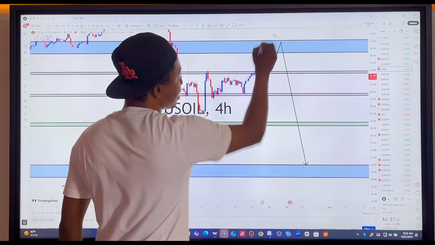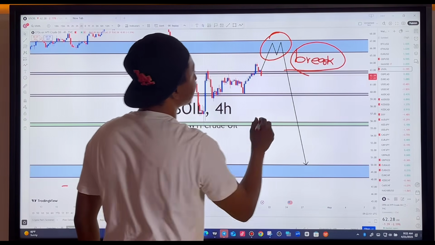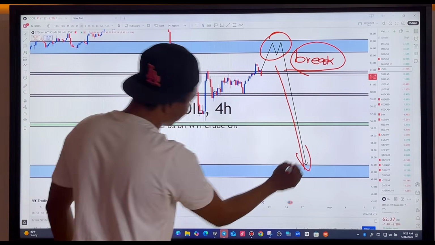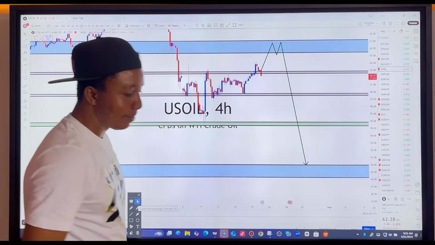Okay, remember, once price gets here, we're waiting for what? A break of structure before an entry all the way to the downside. Alright, so that's it also for US oil. Let's take it to the next pair.